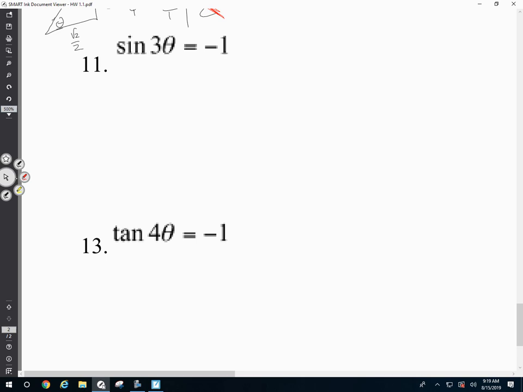All right, now we got some manipulations here. We got sine of 3 theta. Again, you can't get rid of the 3. It stays in the trig function. We just have to figure out when is sine -1. All right, well, sine is -1 at 3 pi over 2. Okay, great.